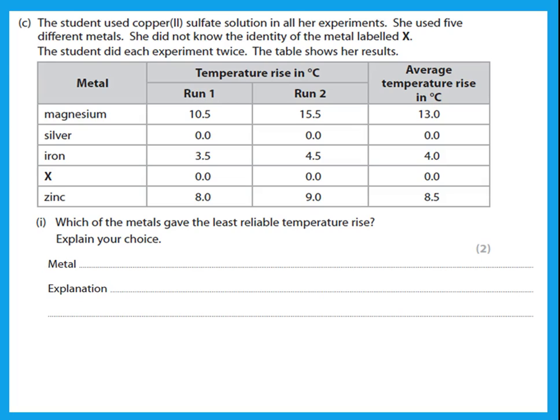Remember that if you repeat an experiment twice, your results should be very close to each other, right? But can you see the result with magnesium? In run 1, it was 10.5. Now she repeated exactly the same experiment and she got 15.5. So that's a big difference. They should really be close to each other. For the others, for example, for iron, once was 3.5, the other was 4.5. That's relatively close. For zinc, once was 8 and the other was 9. That's very close. But from 10.5 to 15.5, that's a big difference.